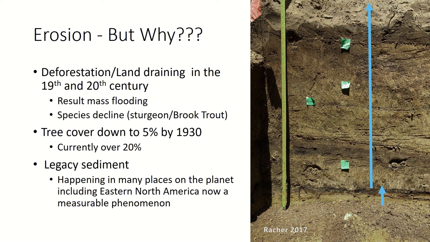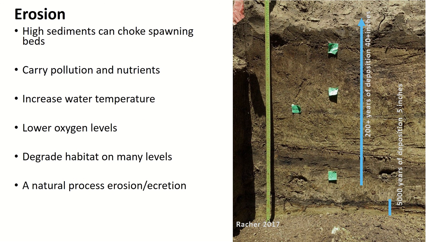So we have this legacy sediment in the Grand River. This image here shows us legacy sediment has been happening for the past couple of 100 years. It's caused by erosion and deforestation, all these sediments that build up during floods. So in the 1800s, we had massive flooding due to the deforestation. And so we have this 200-year deposit of just over 40 inches.